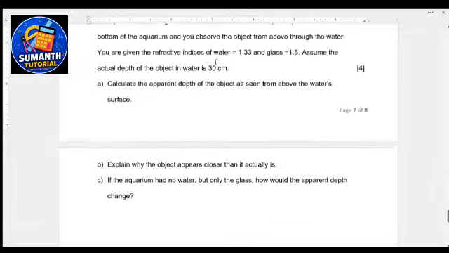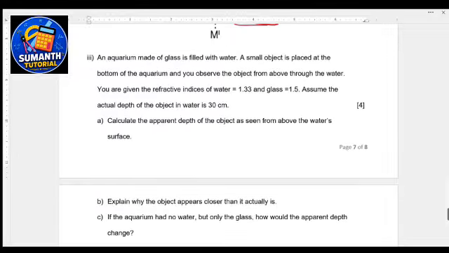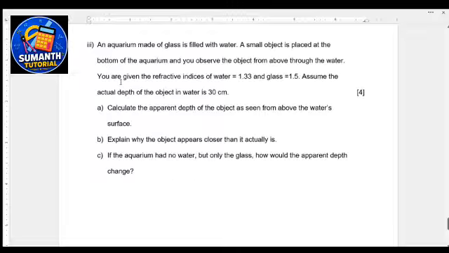Then the last question, this is for 10 marks. Let me push this question down here. This is a 4 mark question. What it is showing: an aquarium made of glass is filled with water. A small object is kept at the bottom of the aquarium. You observe the object from above through glass and water. You are given the refractive indices. What's the value? 1.33 and 1.5. Assume the actual depth of the object in the water is 30 centimeter.